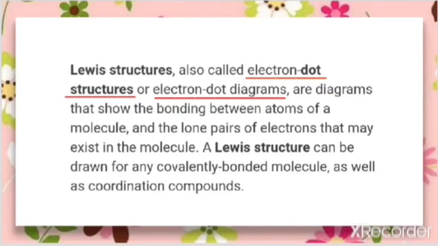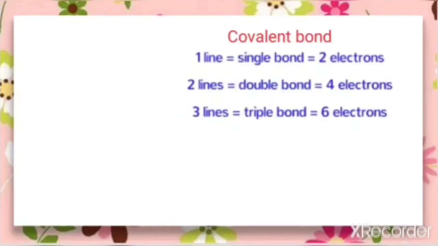A Lewis structure can be drawn for any covalently bonded molecule as well as for coordination compounds. Coordination compounds are a special type of compounds which we will discuss in 12th standard. So first let us recall what a covalent bond is. A covalent bond is formed by the mutual sharing of electrons between the atoms of the same or different elements.